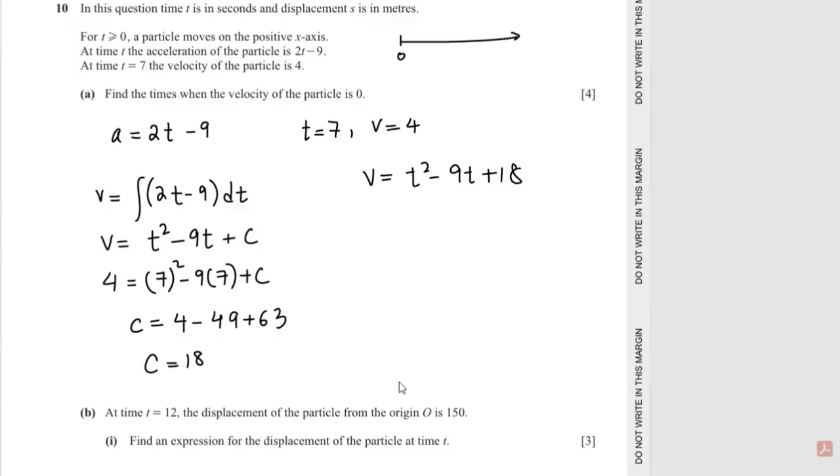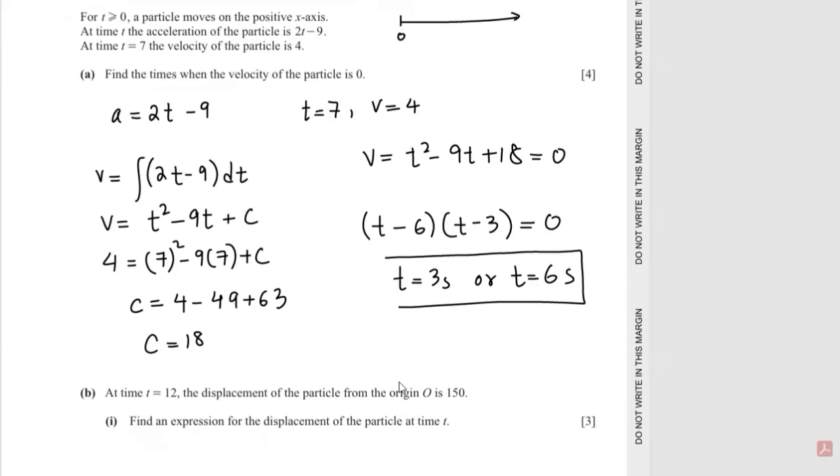Now the question demands that we find the times when the velocity of the particle is 0. So you need to put it equal to 0. So this will be (t minus 6)(t minus 3). Factorization, you can also use the quadratic formula. So time will be 3 seconds or time will be 6 seconds.